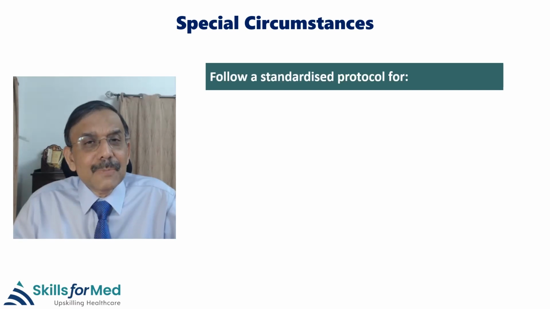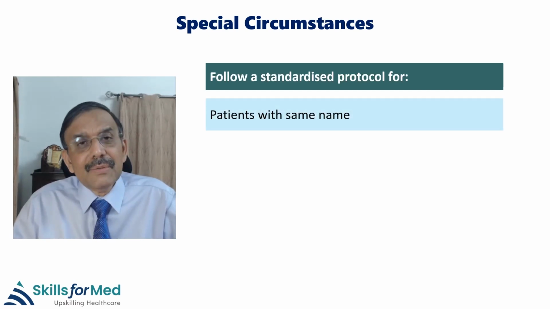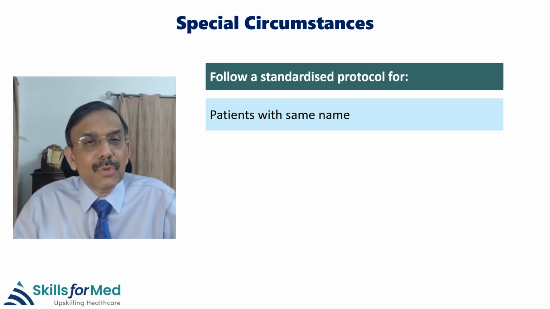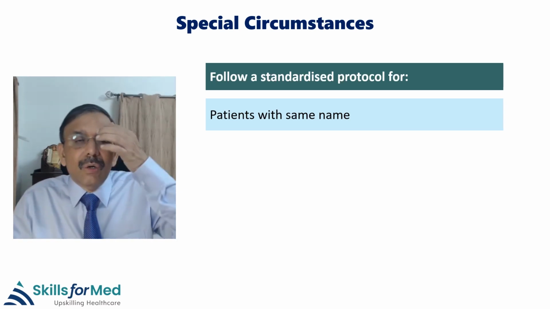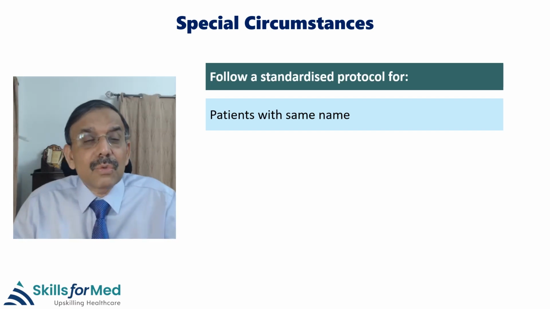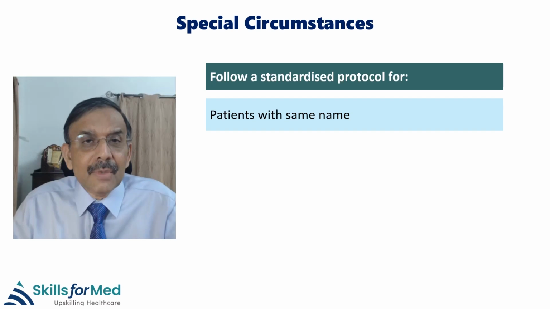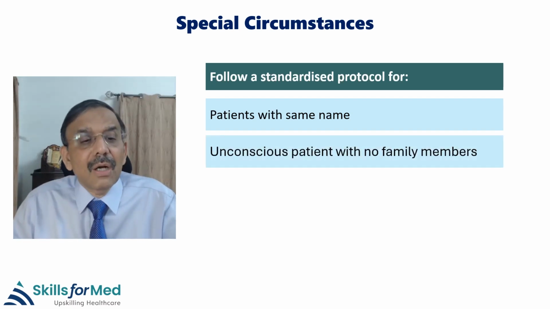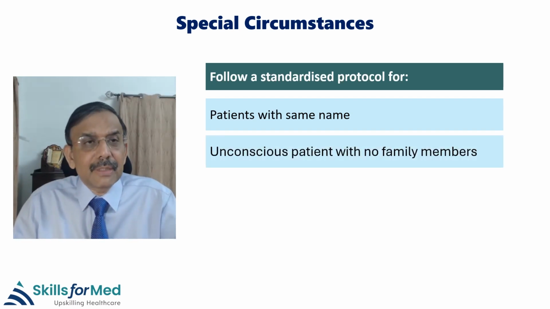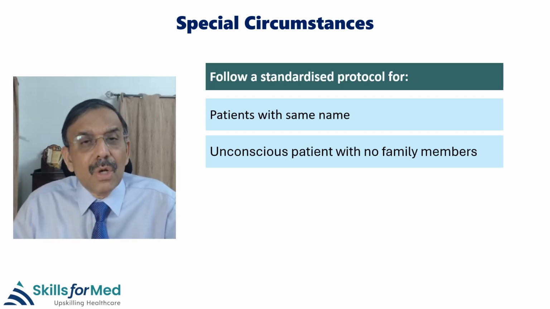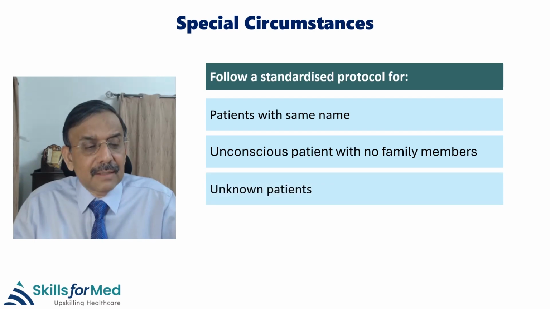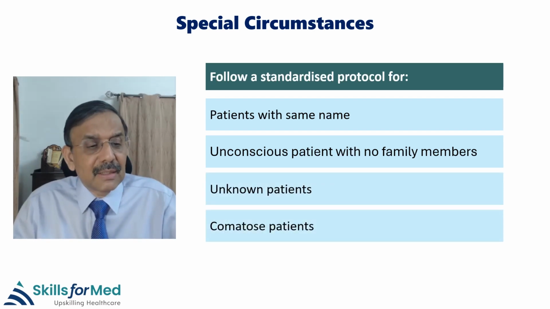Now, there are certain special circumstances where you have to be extra careful. One is patients with the same name. You should have a protocol if in the OP or in the inpatient ward there are two patients with the same name, the chances of mistakes happening is very high. Therefore, you should have a protocol for that. Unconscious patient with no family members. Many times in trauma, patients are brought without any identification. So, what is your protocol when dealing with that? Unknown patients, again, same thing. Comatose patients in the medical ward.